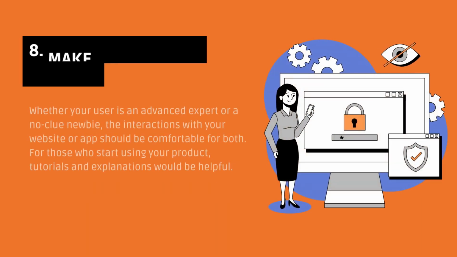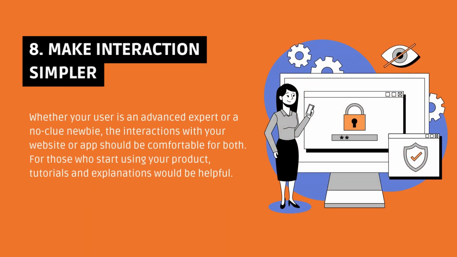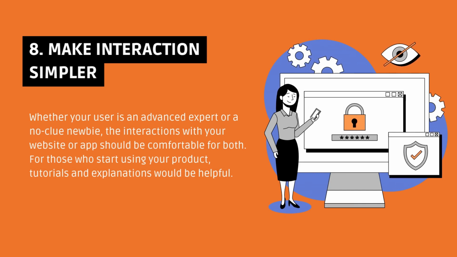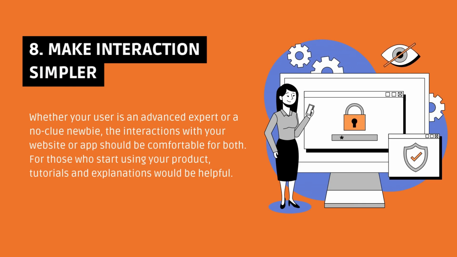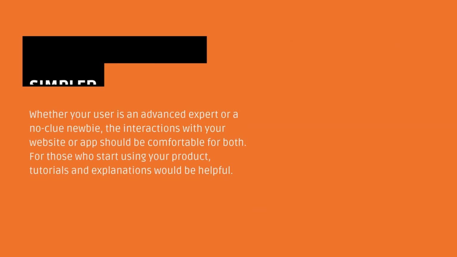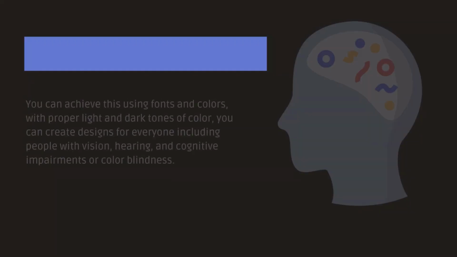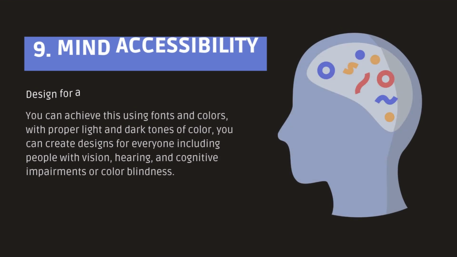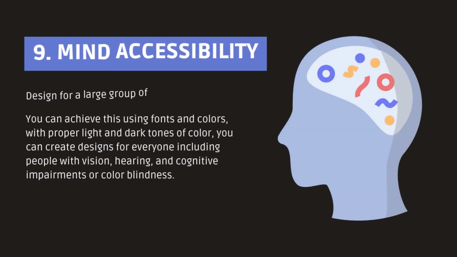Now come to the eighth principle you should follow: make interaction simpler. Whether your user is an advanced expert or a no-clue newbie, the interactions with your website or app should be comfortable for both. For those who start using your product, tutorials and explanations would be helpful. For customers who are already familiar with the functionality, you should offer shortcuts to shorten the path to the most used actions. Last but not least is mind accessibility.